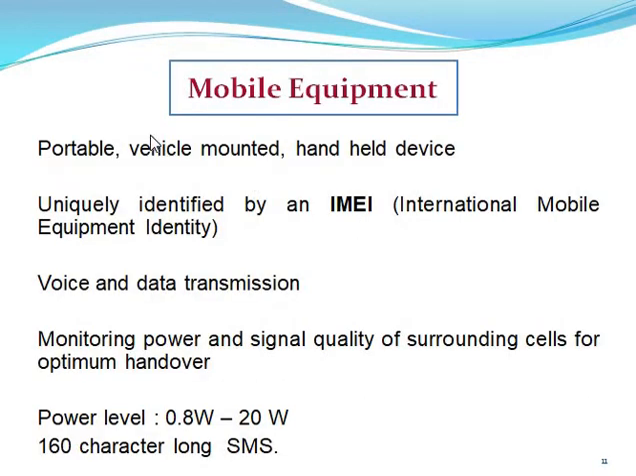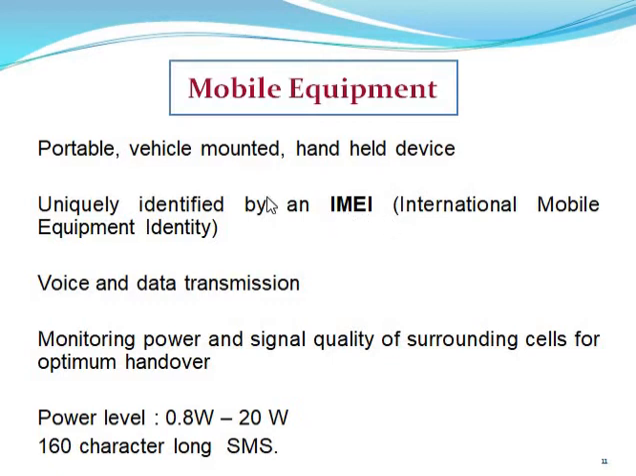So one is the mobile equipment. What is the mobile equipment? Portable and vehicle-mounted handheld devices uniquely identified by the IMEI number. So for each mobile equipment, you can use any mobile, such as Apple, Vivo and all the Samsung series. Each mobile is identified based on its IMEI number.